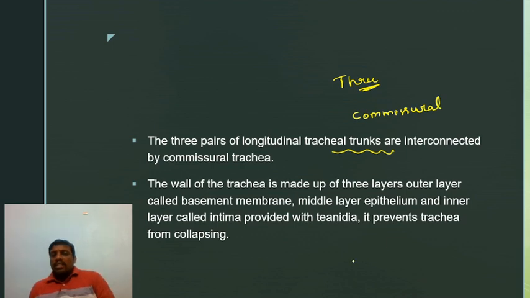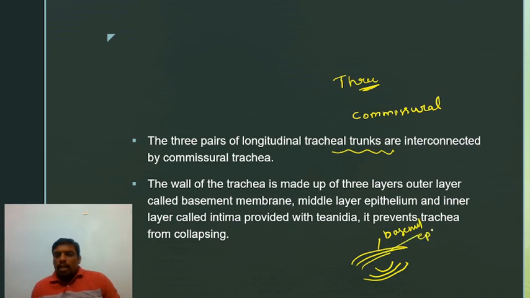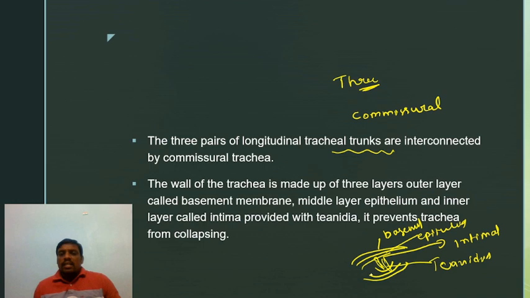The wall of the trachea, if you carefully see, is supported by three layers. How many layers? Three layers. The outermost layer is called the basement membrane, the middle layer is called the epithelium, and the innermost layer is commonly called the intima. Intima is provided with taenidia. What are they? Taenidia. These taenidia help to prevent the collapsing of the trachea during inspiration and expiration.